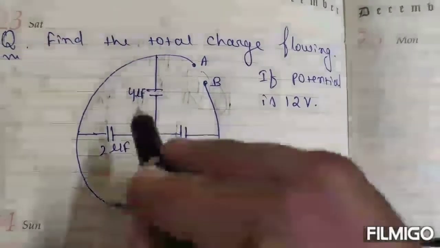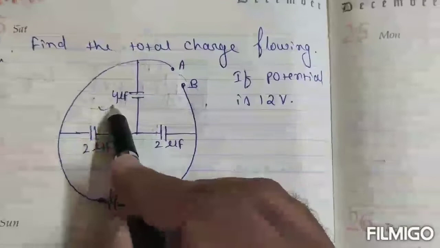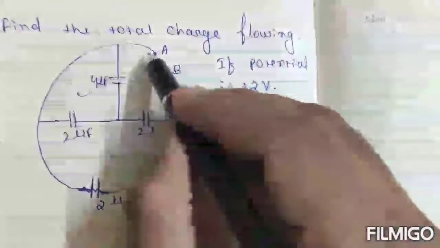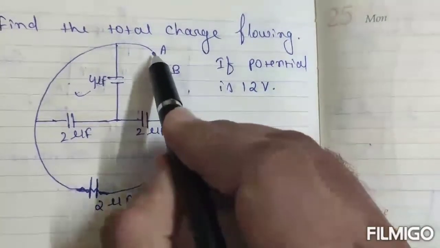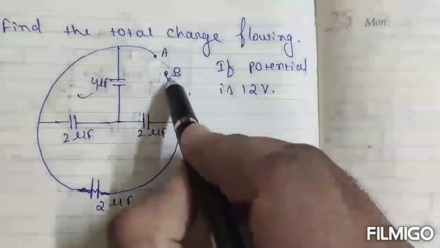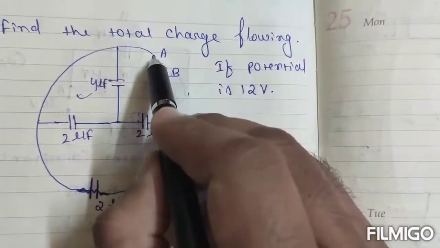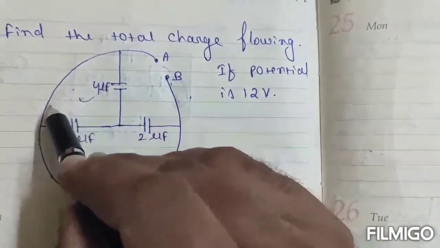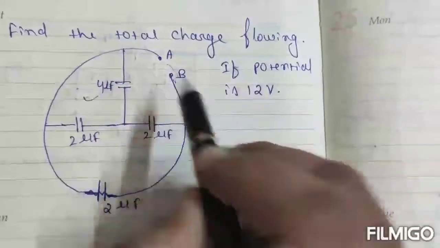So how to solve this one? Let us solve one section. Okay, let us solve first this one. From A, if I want to go to B, how will I go? From A I will start, then I will go this side, then I will reach point B. This is one way. And from A, if I start, then also I will go like this through 2 microfarad, and again I will reach B.